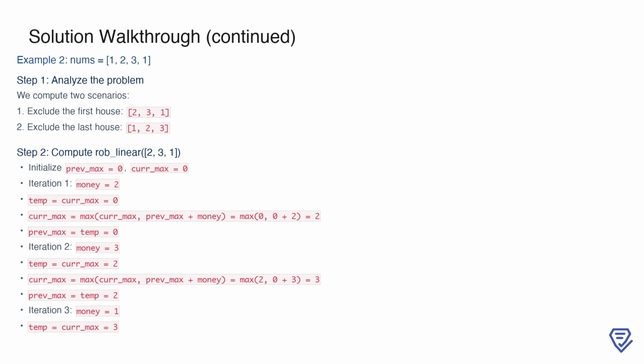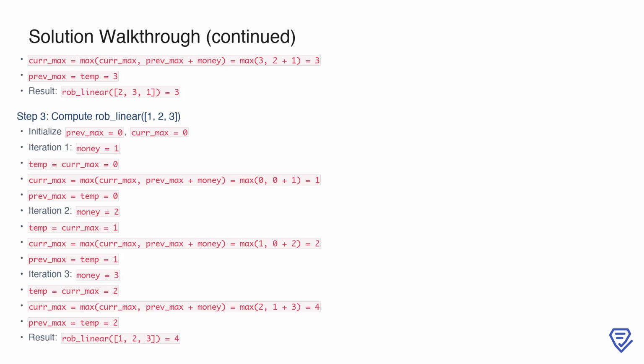Using rob_linear on 2, 3, 1, we start with prev_max and cur_max both set to 0. For the first house, which has a value of 2, the current maximum becomes max(0, 0 + 2), resulting in 2, and prev_max is updated to 0. For the second house with a value of 3, the current maximum becomes max(2, 0 + 3), which is 3, and prev_max is updated to 2. For the third house with a value of 1, the current maximum becomes max(3, 2 + 1), which remains 3, and prev_max is updated to 3. Thus, the result for robbing the sequence 2, 3, 1 is 3.